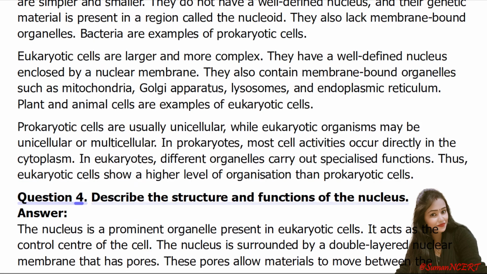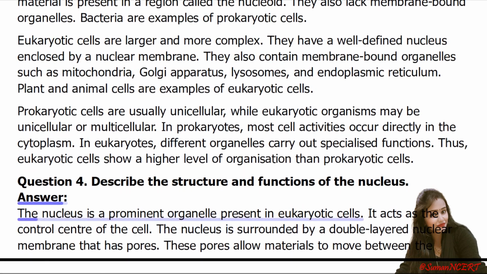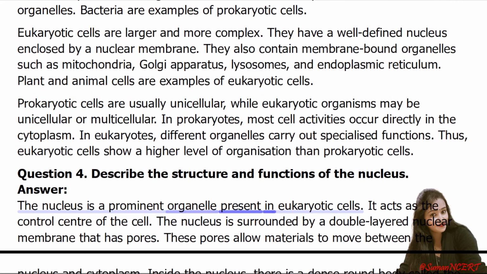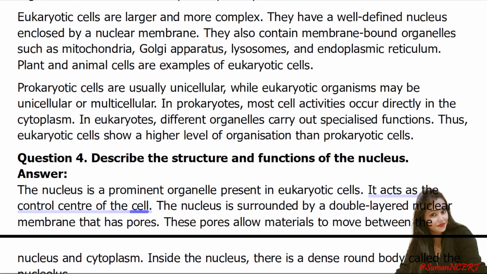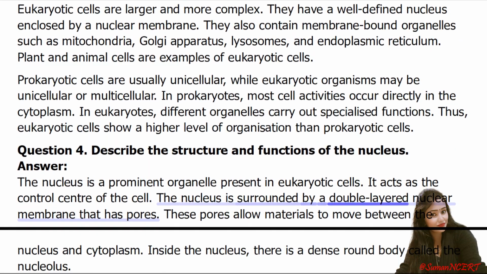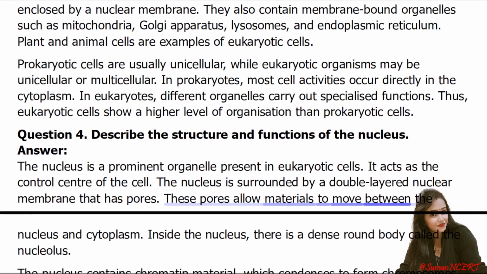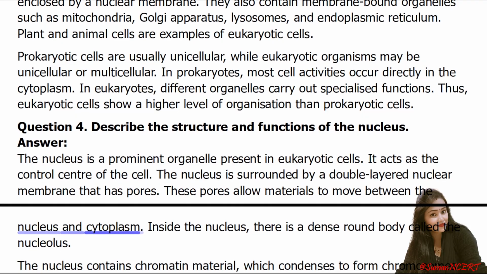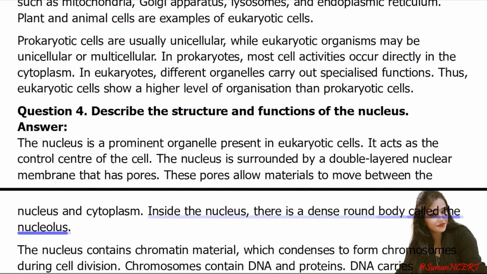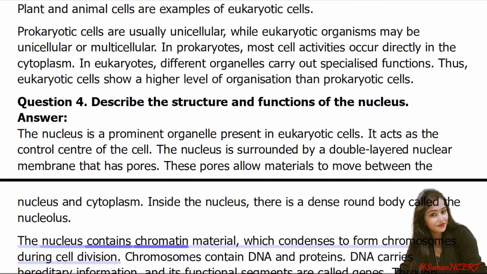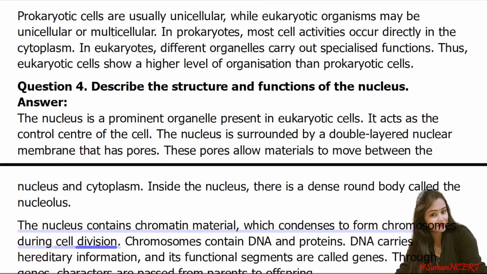Question 4. Describe the structure and functions of the nucleus. Answer. The nucleus is a prominent organelle present in eukaryotic cells. It acts as the control center of the cell. The nucleus is surrounded by a double-layered nuclear membrane that has pores. These pores allow materials to move between the nucleus and cytoplasm. Inside the nucleus, there is a dense round body called the nucleolus. The nucleus contains chromatin material, which condenses to form chromosomes during cell division.